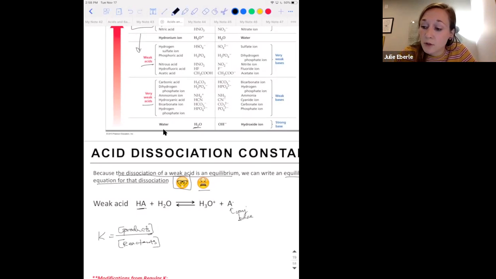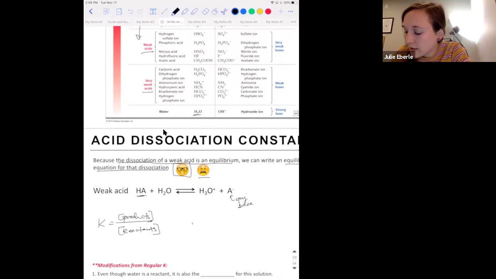But if you had a coefficient of a 2 or a 3 in front of any of your reactants or products, you plug that in as the exponent for the concentration of that thing. So our products here, K for the weak acid would be the concentration of the hydronium ion times the concentration of the conjugate base divided by the concentration of the weak acid times the concentration of water. All right, so this is a normal K, how we introduced it in chapter 7.